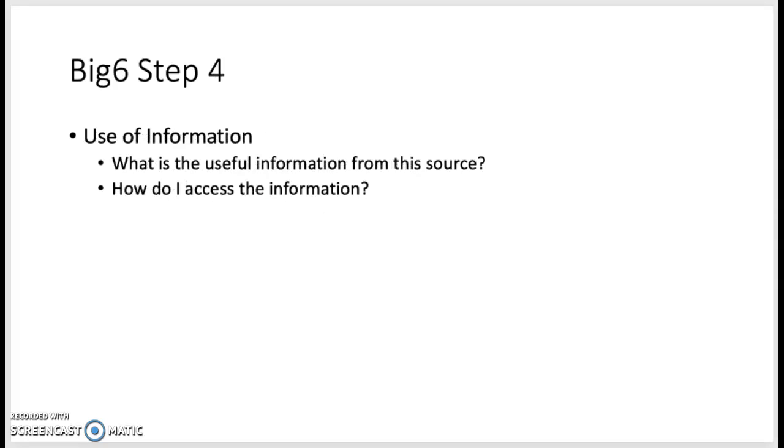Big 6 step 4, use of information. So what is the useful information from this source? Can I use everything from this source, or just parts of it? And how do I access the information?